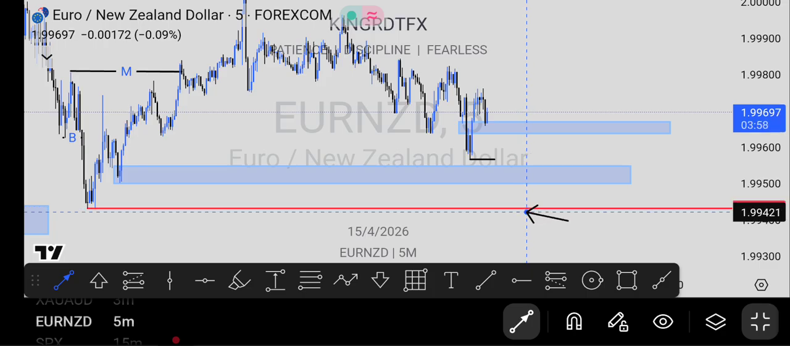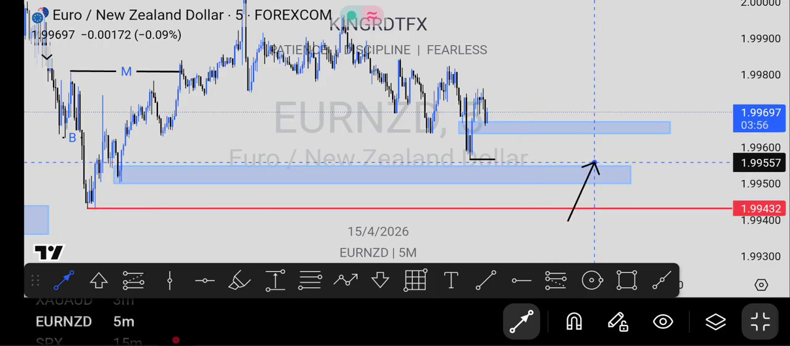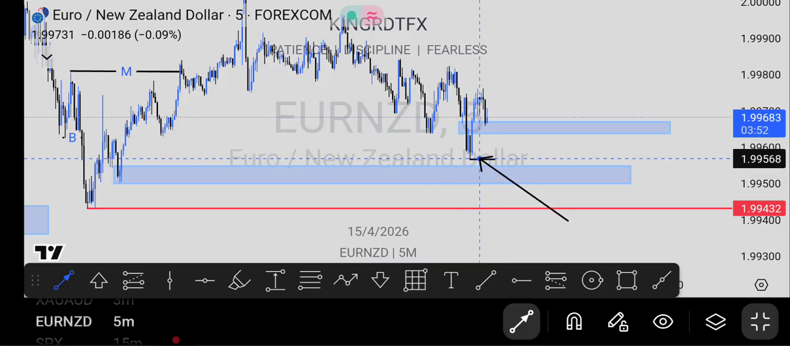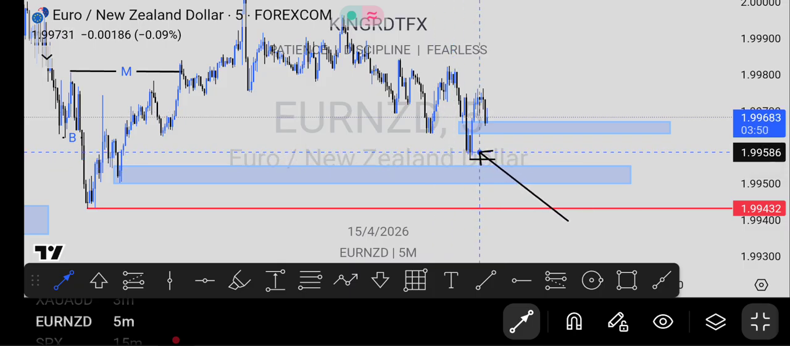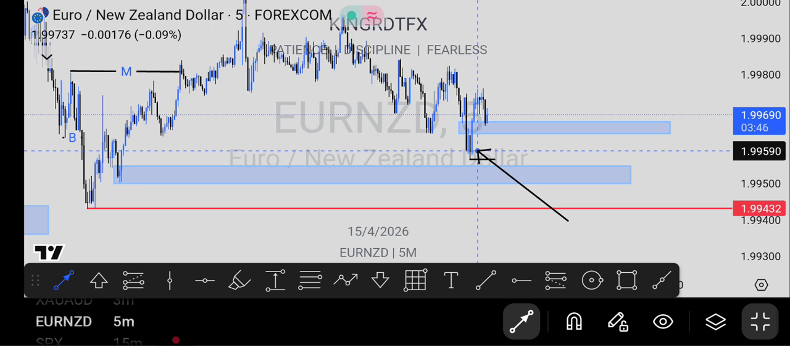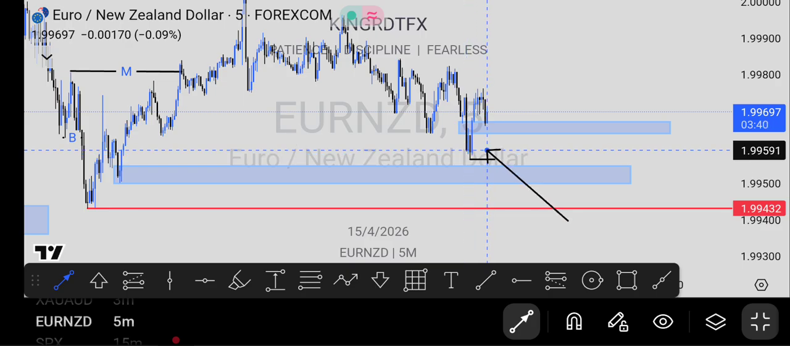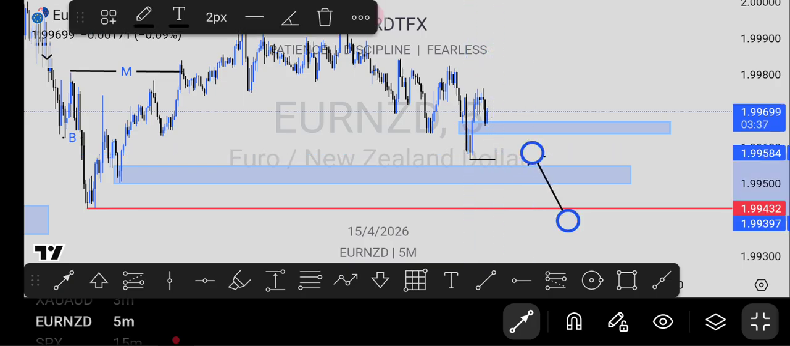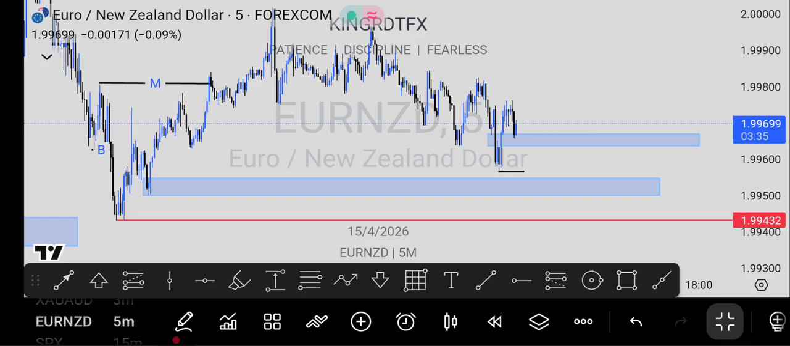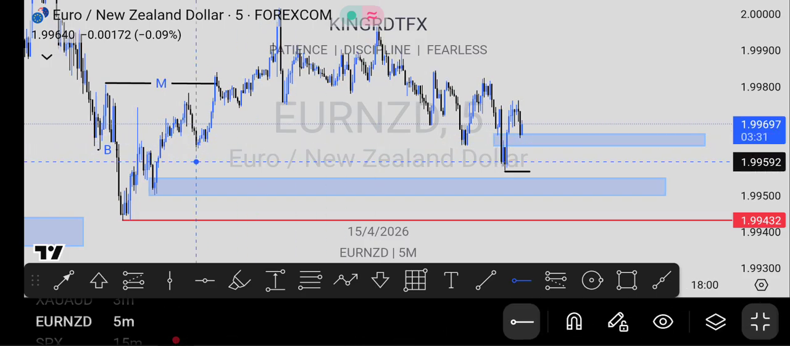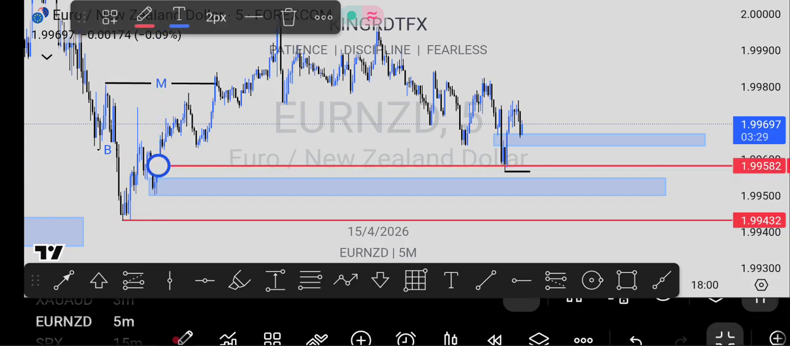But I prefer waiting, so I'm gonna enter, you see right here, just for the pips, right? For the pips, guys. Sometimes the spreads are huge, so I enter from here. I'm gonna enter from here, right here. So yeah, this is what I'm gonna do. See here, I'm gonna enter from this line.